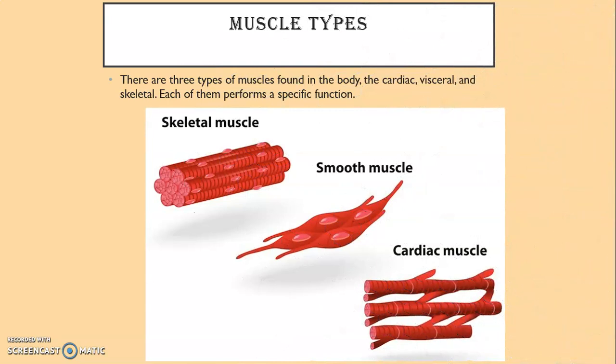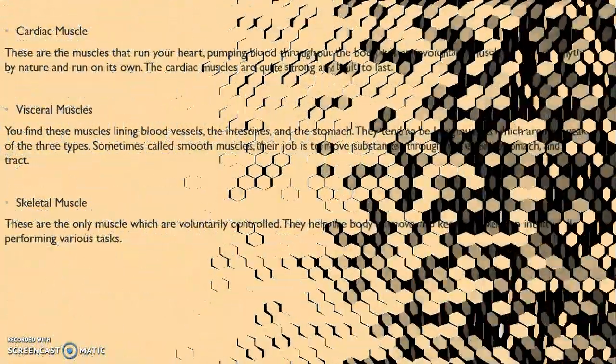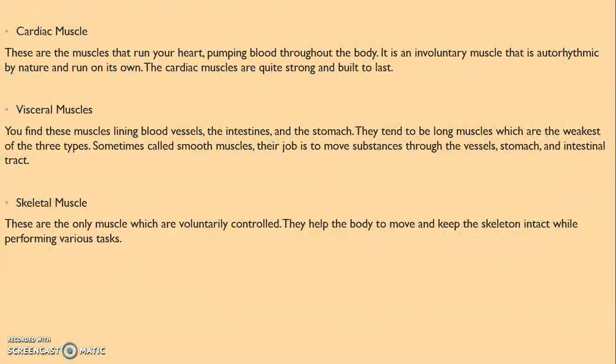There are three types of muscle found in the body: the cardiac, visceral, and skeletal. Each of them performs a specific function. The cardiac muscle. These are the muscles that run your heart, pumping blood throughout the body. It is an involuntary muscle that is automatic by nature and runs on its own. The cardiac muscles are quite strong and built to last.